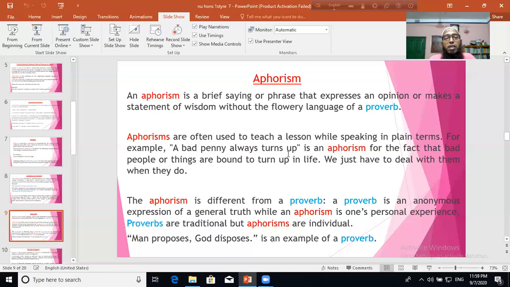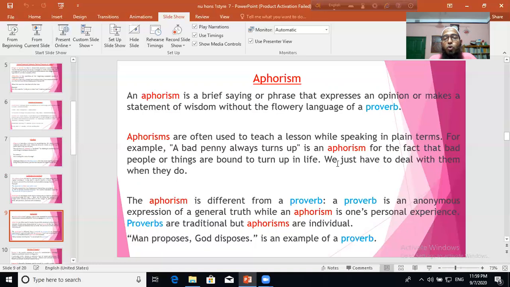For example, look at the example here. A bad penny always turns up is an aphorism for the fact that bad people or things are bound to turn up in life. What does it mean? That means in our life, we must sometimes face bad people in our everyday life, in our society, everywhere, in our office, in our schools, college, market, shop. Sometimes in our life, bad people come across.